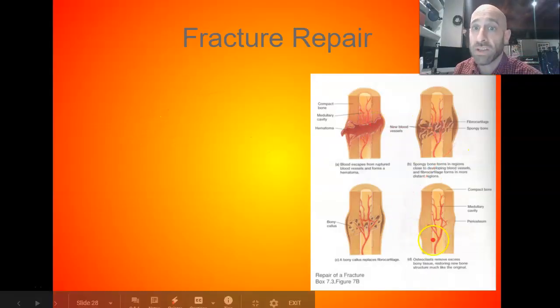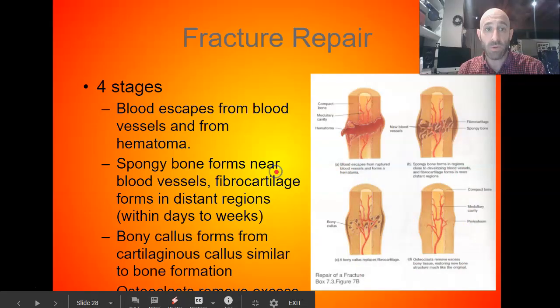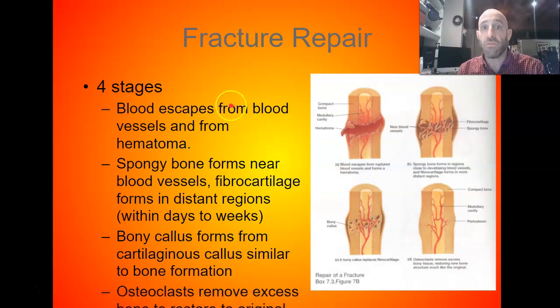So let's get started. There are 4 stages to fracture repair. You can see this diagram right here. I'm going to explain each of those 4 stages, and then that'll be it. Okay, so let's run through them. The first stage is called the hematoma stage. One thing that is true of your bones is they have a lot of blood vessels. It's actually where blood gets made, right? That's where our blood cells get made. So it makes sense there's a lot of blood there.